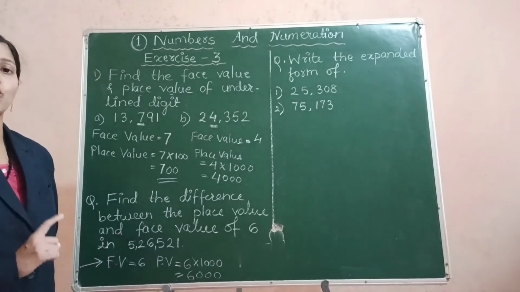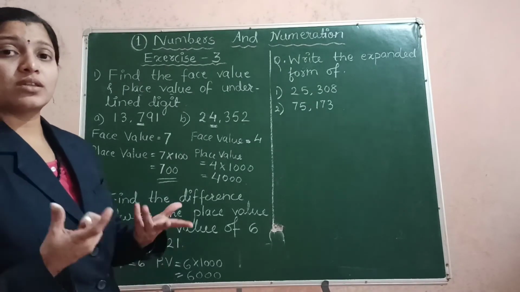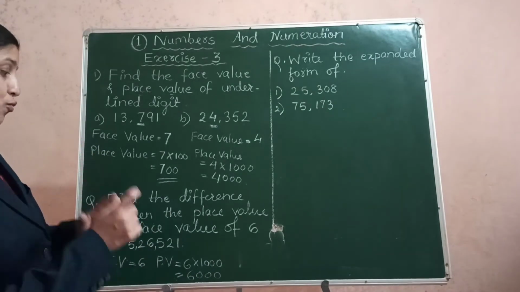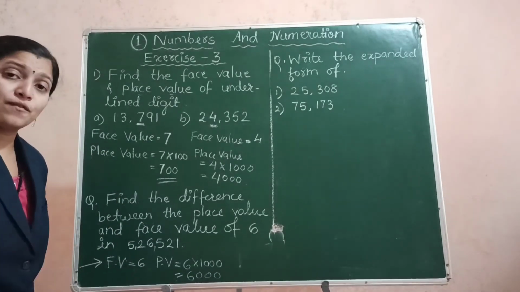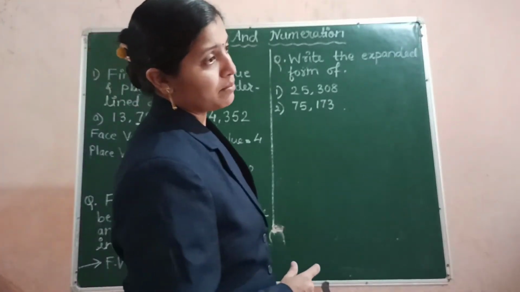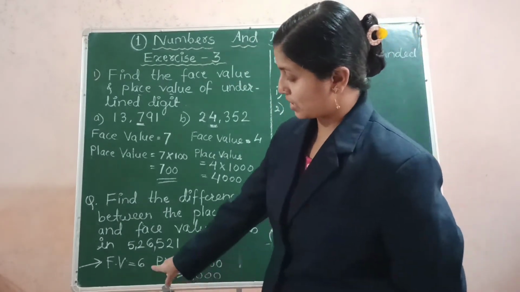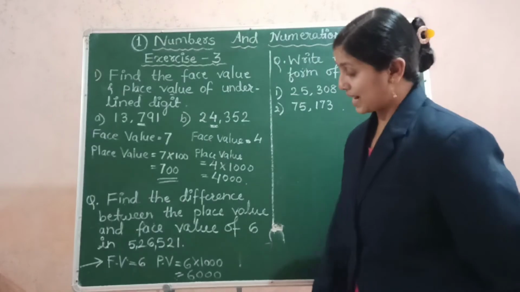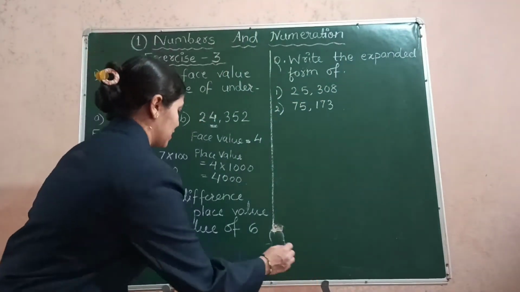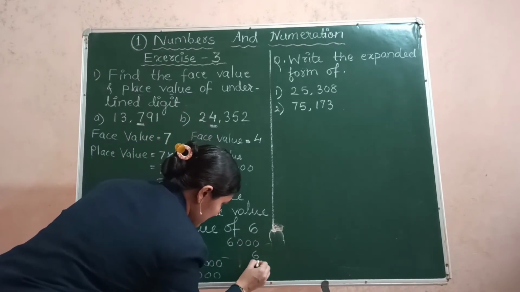Now we have to find out what is the difference, or the smaller number, that is 6, is smaller than how much, or the greater number 6000 is greater than how much. So we have to find the difference. To find the difference we have to subtract the smaller number from the greater number. Here we know that the greater number is 6000 and the smaller number is 6. So we will subtract 6 from 6000. Okay. So 6000 minus 6.